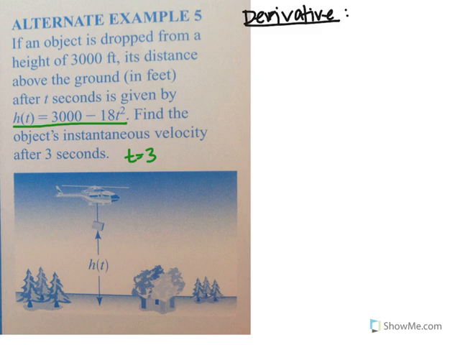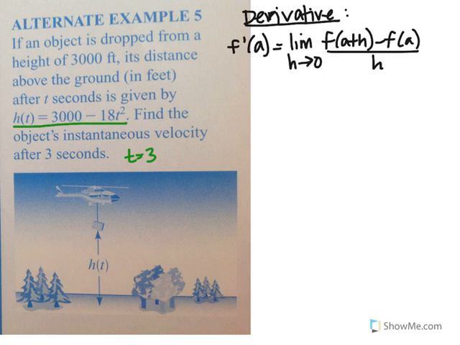If you recall, the formula to find the derivative is this. Using limits, we'll be finding the limit as h approaches 0 of f of a plus h minus f of a, all over h. Well, a in this case happens to be the time. So we're going to find it at 3 seconds, so I'm going to replace this a with a 3.